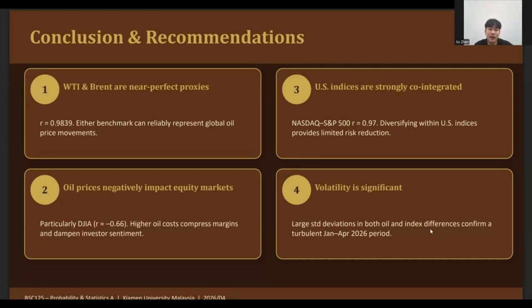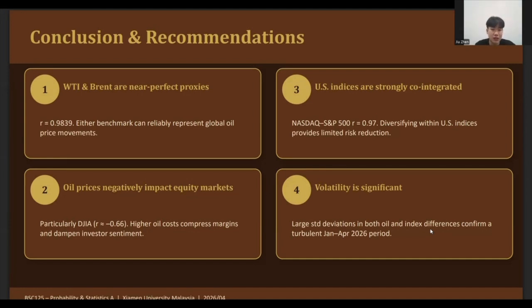Let me summarize our four key takeaways. First, WTI and Brent are near perfect proxies with R equal to 0.9839. Second, oil prices negatively impact equities, particularly DJIA at negative 0.66. Third, US indices are strongly correlated, with NASDAQ and S&P 500 at R equal to 0.97, so diversifying within US indices offers limited risk reduction. The fourth is that volatility is significant. Large standard deviations confirm this period was exceptionally turbulent.